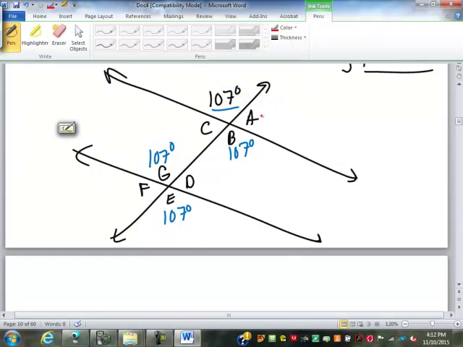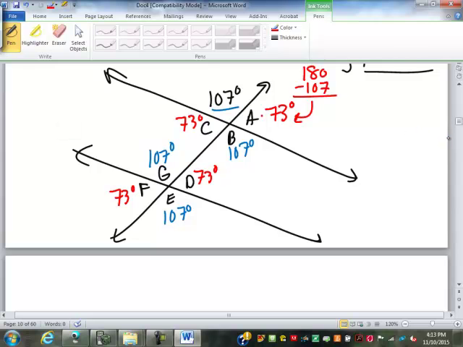What's A have to be? 73. And we got that how? 180 minus 107 gave us 73. So then, of course, all the other ones are 73. Of the 8 angles formed, there are only 2 unique measurements.